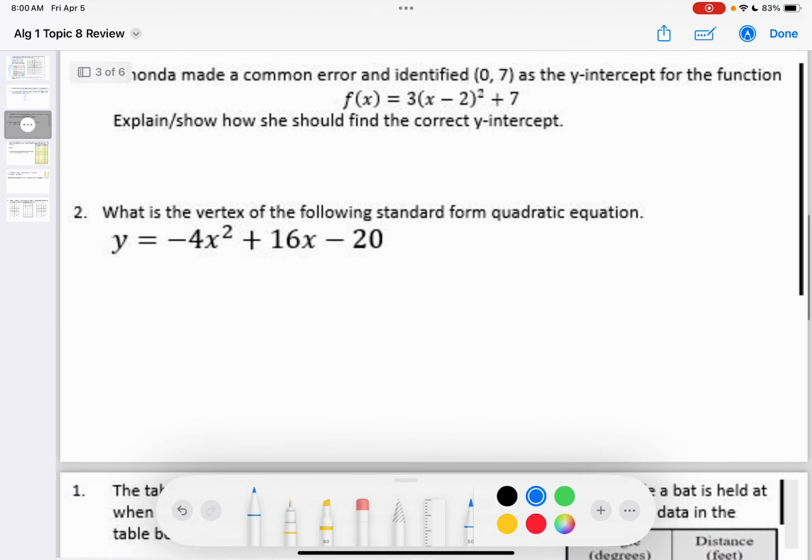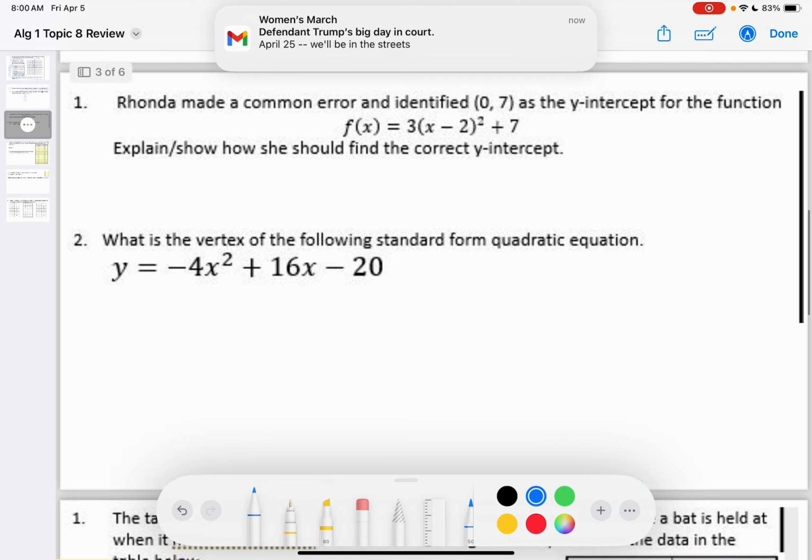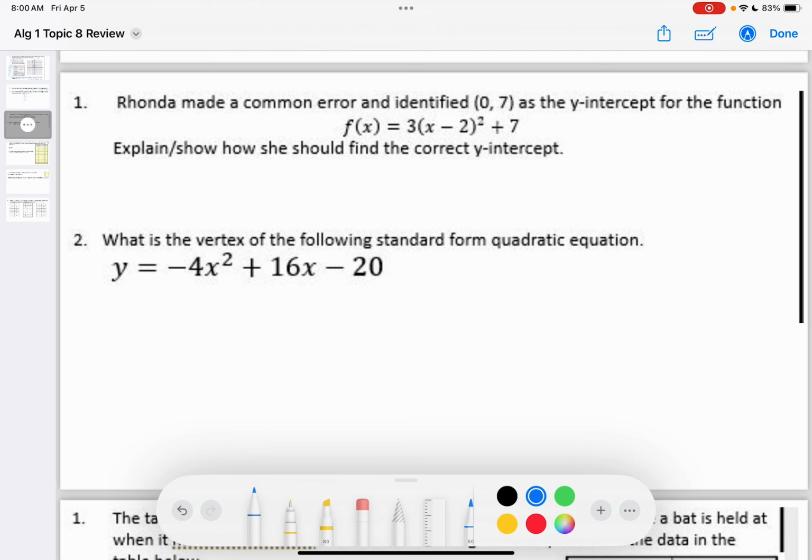Rhonda made a common mistake, and this is a mistake that a lot of us made on our quiz, thinking this value is the y-intercept, and we're correct to think that this value is the y-intercept when it's in standard form, but this is vertex form, and so that value, that 7, is not our y-intercept. So again, we don't just assume that this is our y-intercept.